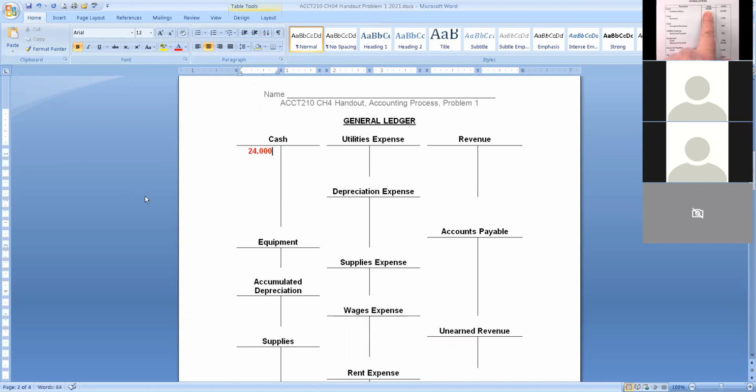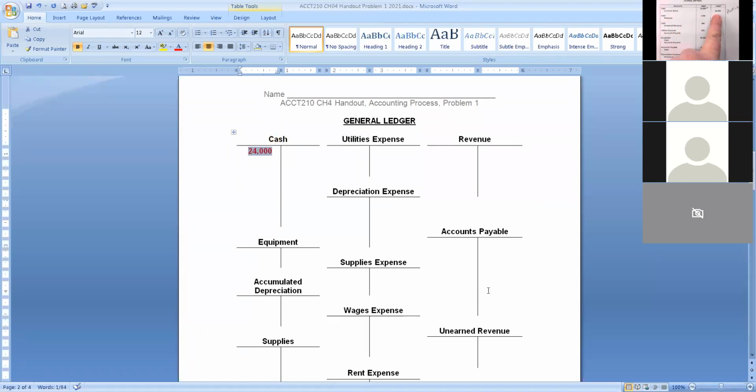24,000. Okay, so I have put in this first, and by the way, this is called posting. You're going to do what they call posting from here to the general ledger. So I just took care of the cash. Now there's 24,000 in the cash account. It's on the debit side. And we also have to post the credits.